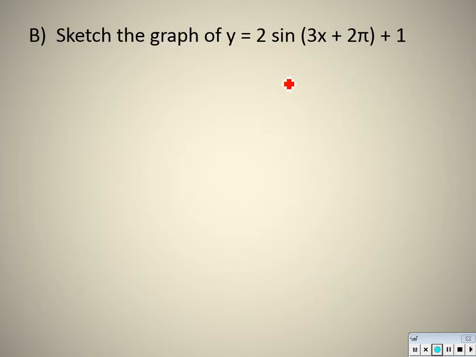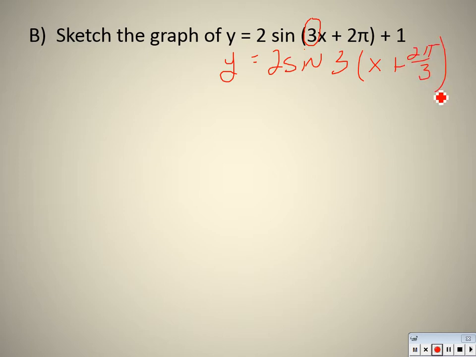For part B, I have y equals 2 times the sine of, in parentheses, 3x plus 2 pi, plus 1. So notice once again, you have the b value inside the parentheses. So remember, you want to factor that out first before you do anything with your x values. So if I factor a 3 out of the parentheses here, that's going to make this x plus 2 pi over 3, and then plus 1 at the end. So remember, this ends up being 2 pi over 3 because I'm basically just taking what's in the parentheses here and dividing it by what I'm factoring out.